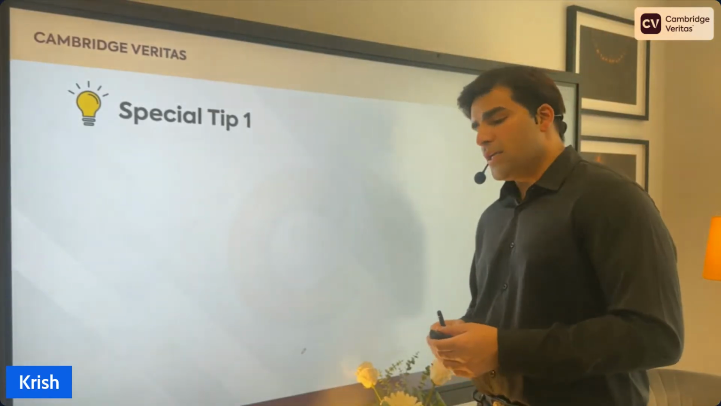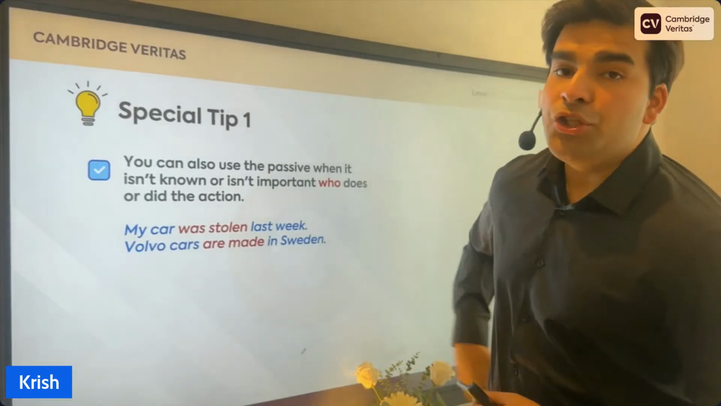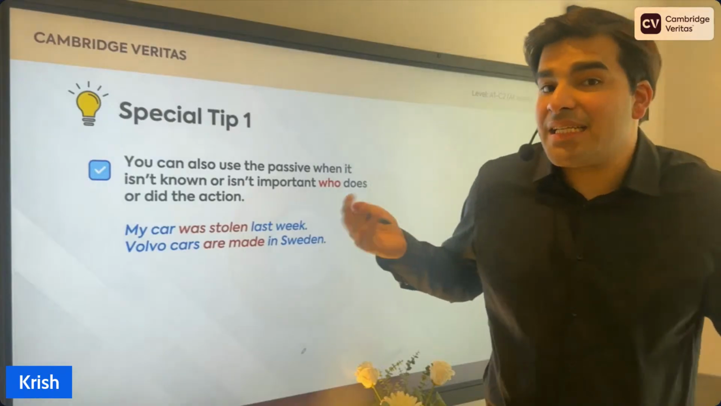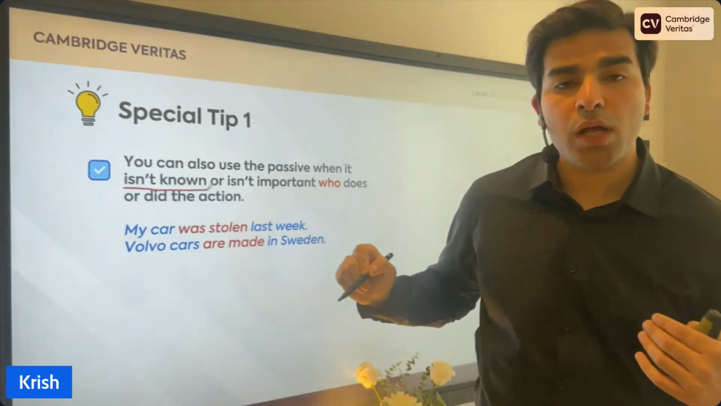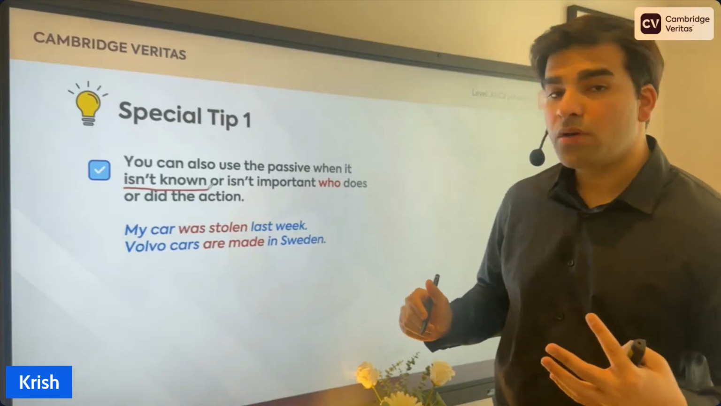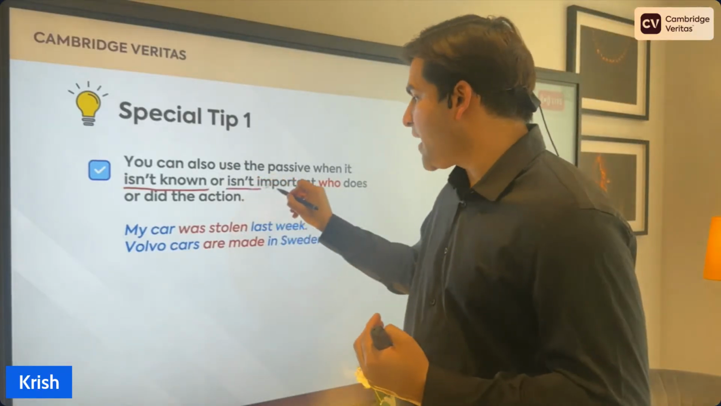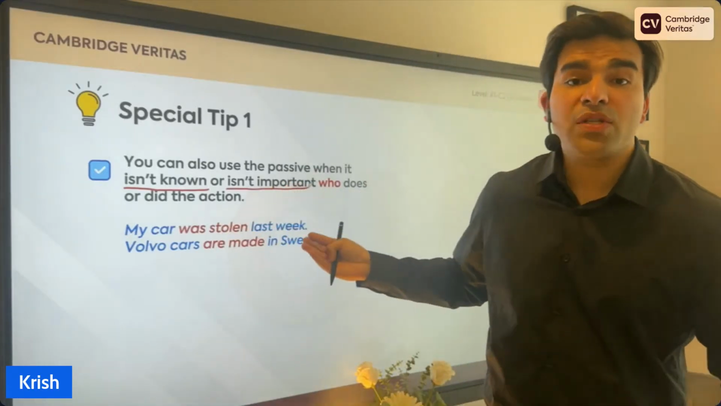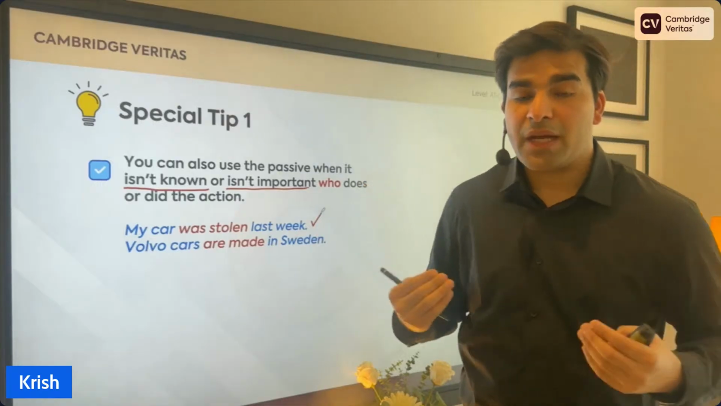Thank you. So, tip number one is please have a look. You can use the passive voice when it isn't known who did the action. In those situations as well, we use passive voice. Or for that matter, we don't want to include who did the action. For example, my car was stolen. I don't know who stole it, but my car was stolen.